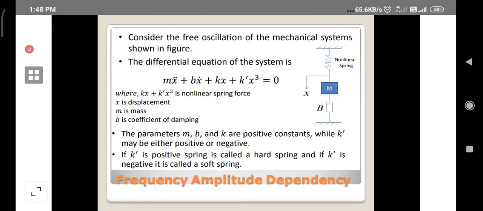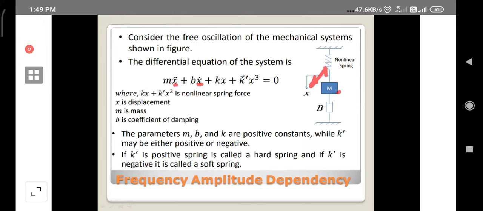When we go into detail on the frequency amplitude dependency, we can see a spring system, a mechanical system, which consists of a spring, a mass and a damper. Here the differential equation of the system is m x double dot plus b x dot plus k x plus k dash x cube equals 0, where x is the distance moved by the spring, x dot is the velocity, x double dot is the acceleration, and m is the mass.